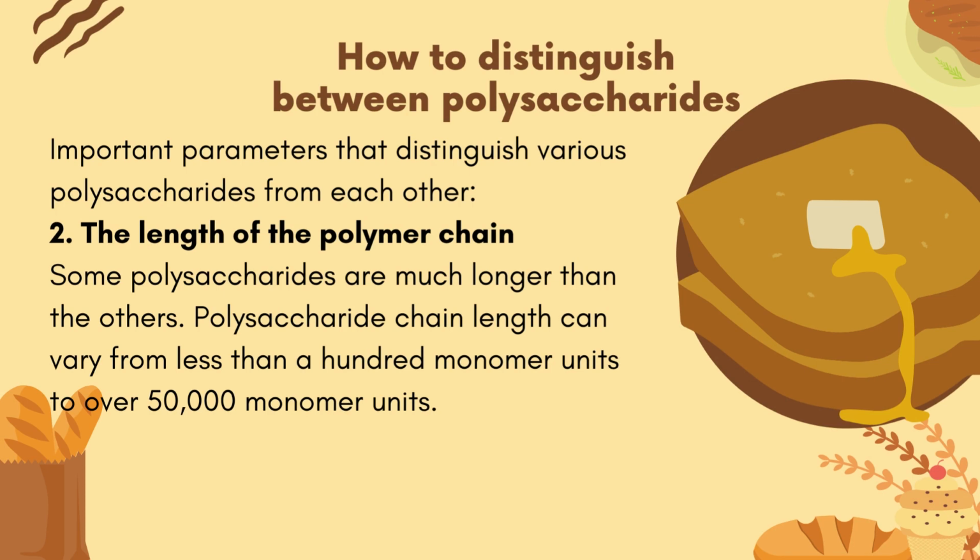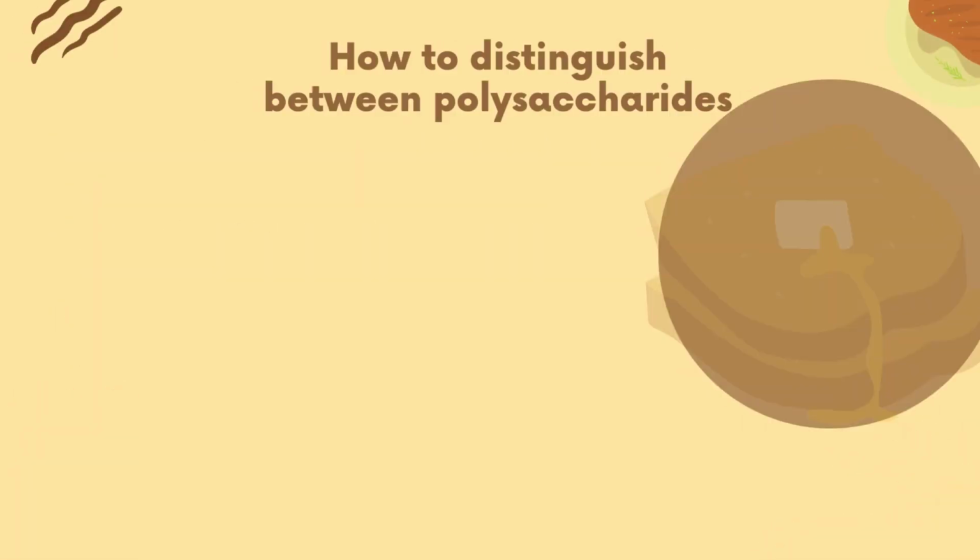Now, another parameter that distinguishes various polysaccharides is the length of the polymer chain. The length varies among polysaccharides. There are certain types of polysaccharides that are not very long, whereas there are also types of polysaccharides that are very, very long. Some polysaccharides are much longer than others. Polysaccharide chain length can vary from less than 100 monomer units to over 50,000 monomer units. So the length of the chain varies between polysaccharides.